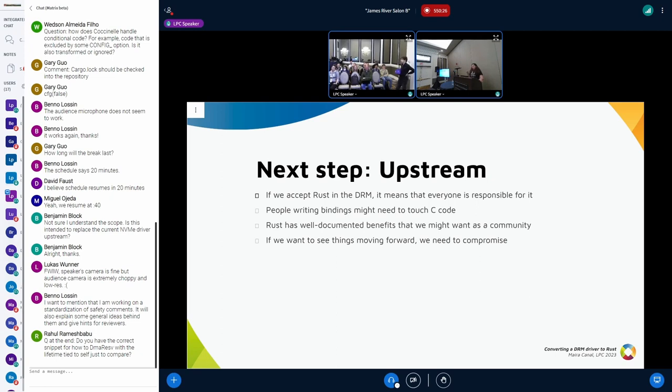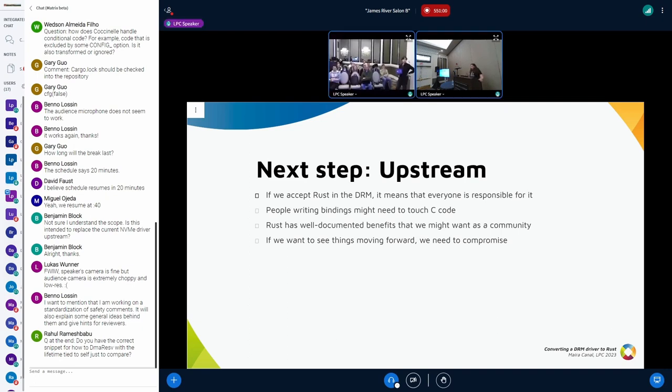And if we finally take the next step, it means that everybody is responsible for it. This means that we cannot have C-only developers in the DRM, nor can we have Rust-only developers in the DRM. It means that everybody's responsible for it. So if I'm going to touch C code that affects Rust, I need to be responsible for the Rust code as well, not only the C code. It's my problem as well. But I mean, we are a community.